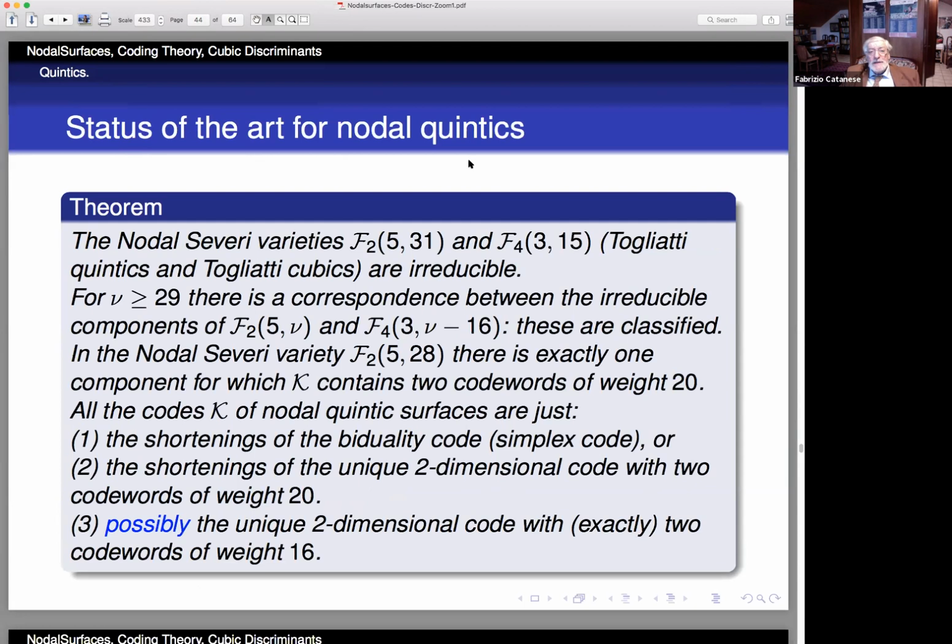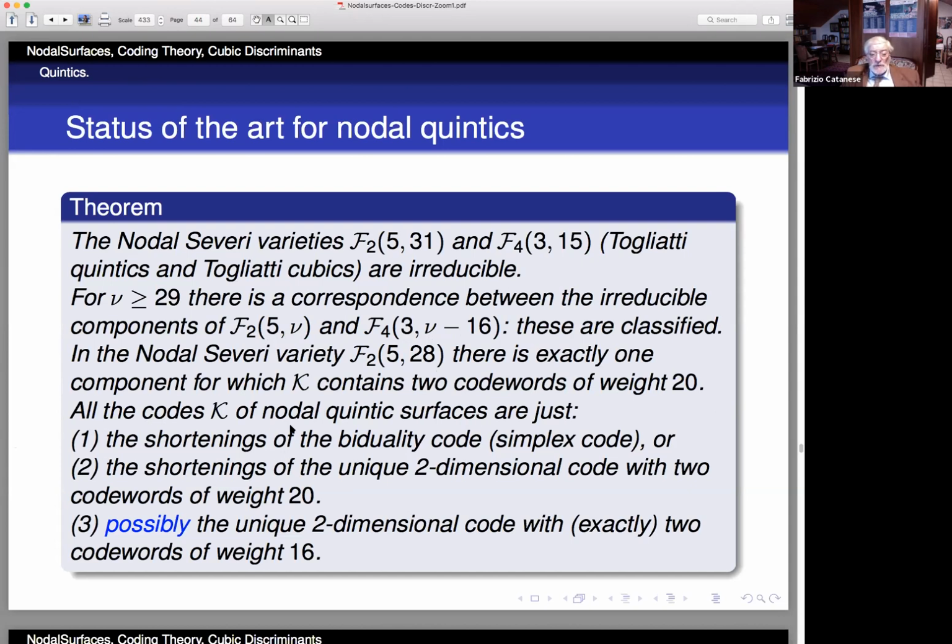Now, for quintics, the situation is as follows. We can prove that the Severi varieties of Togliatti quintics and Togliatti cubics are irreducible. And I have to say that these results depend heavily on the study of nodal K3 surfaces of degree 6. And for ν at least 29 nodes, there is a correspondence between the irreducible components of the variety of quintics with ν nodes and cubic hypersurfaces with ν minus 16 nodes. And these are classified. If you take 28 nodes, there is exactly one component for which K contains 2 code words of weight 2.